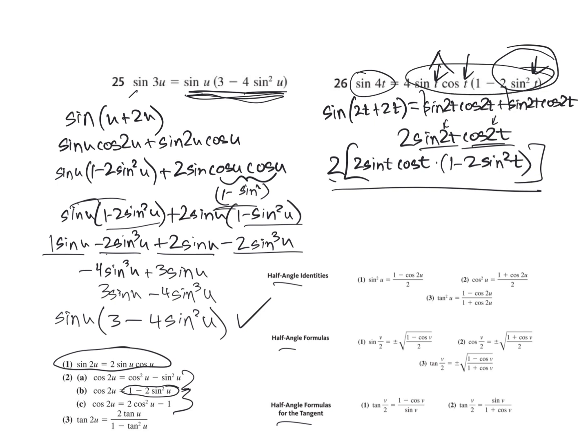We just need it to be a 4, which if we multiply through there, we get 4 sine of t cosine of t times 1 minus 2 sine squared of t. All right, and that's the answer. Check.